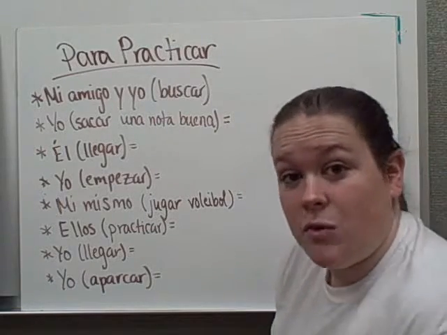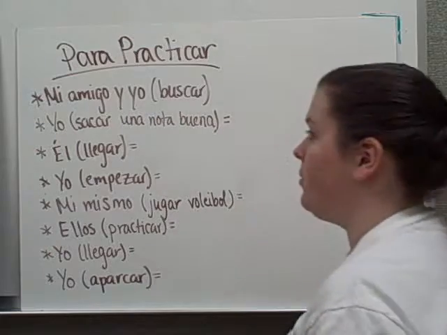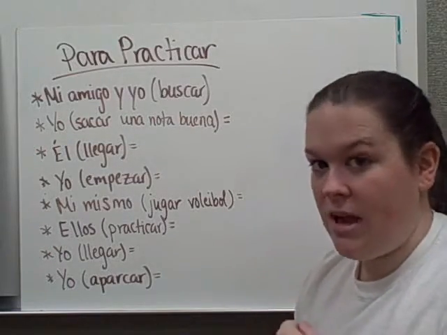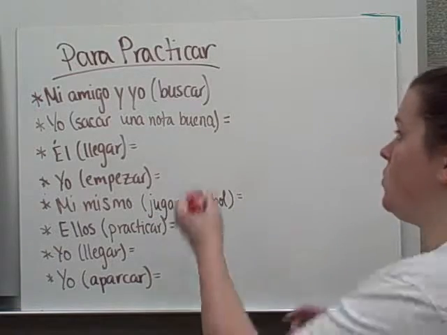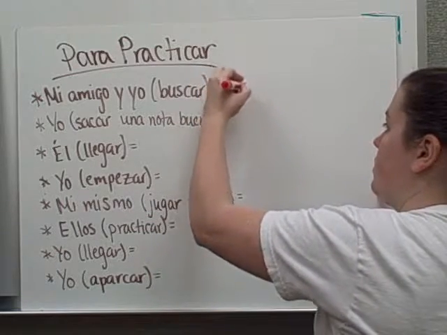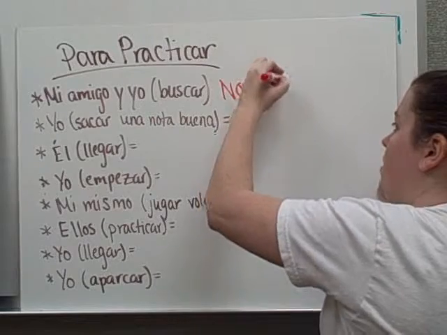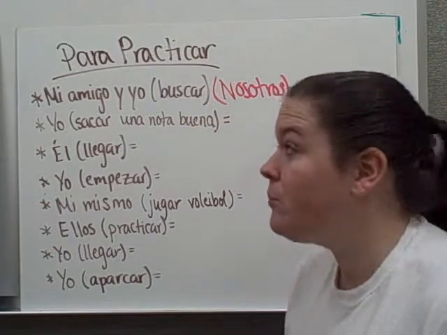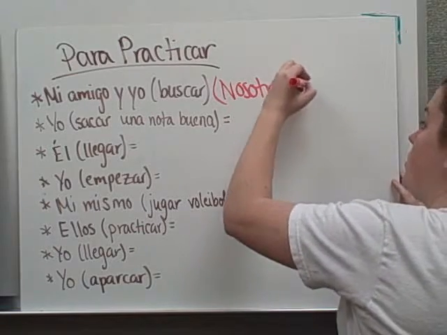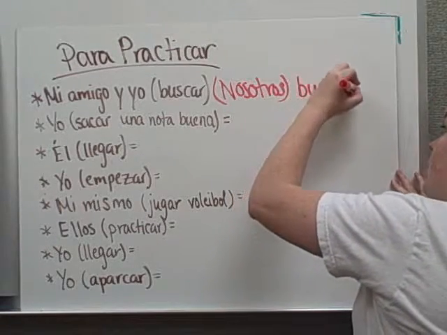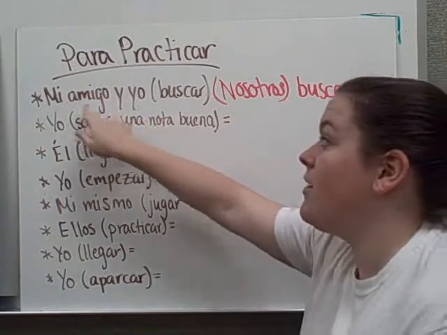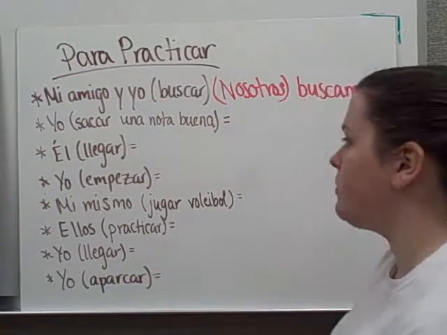All right, hopefully you had a chance to work through these. We're going to go through some of these right now. Mi amigo y yo. Now the subject pronoun for my friend and I is we. So when I write this, my subject, remember, is nosotros. Because the subject is not yo, it's going to be normal. Buscamos. Remember, it's not just me, it's my friend and I, we.